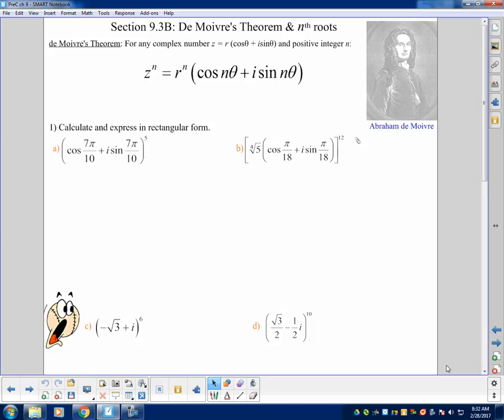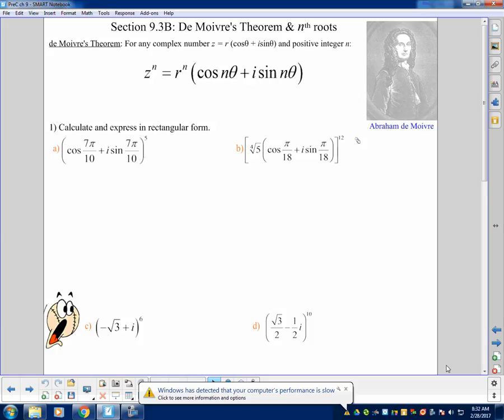Because of the cyclic nature of cosine and sine, if I give you some angle somewhere along the unit circle, then it's going to multiply it and give you another angle somewhere on the unit circle that you can figure out, and then change it back into rectangular form. So very powerful.